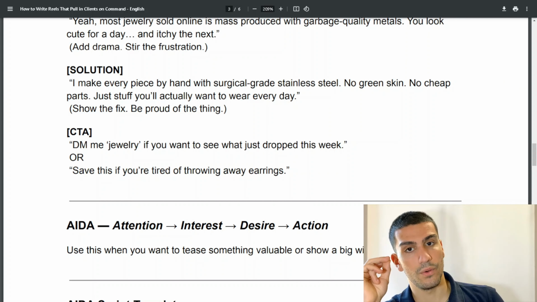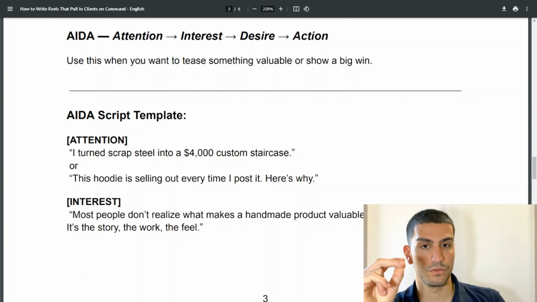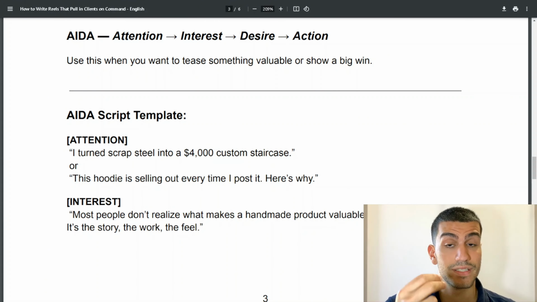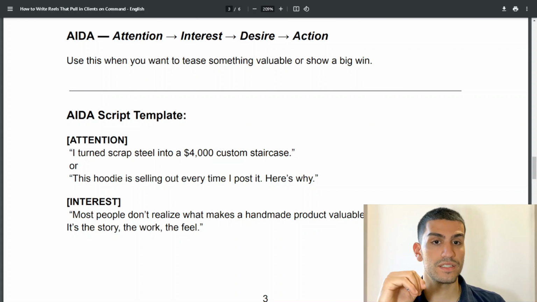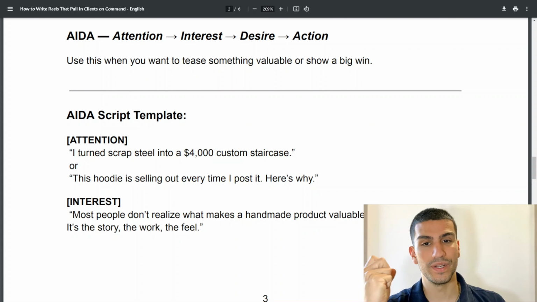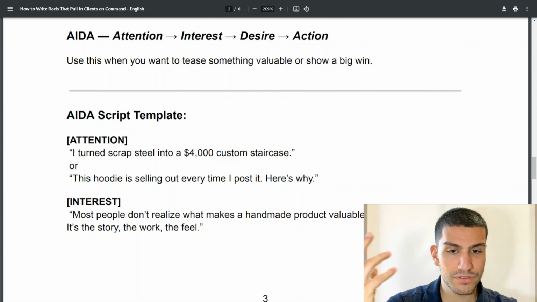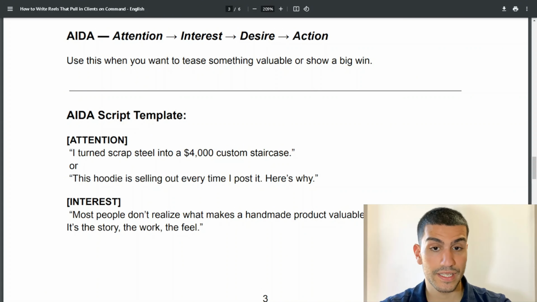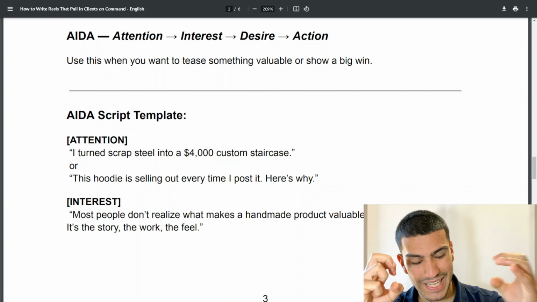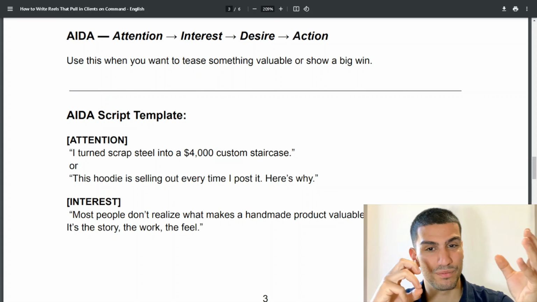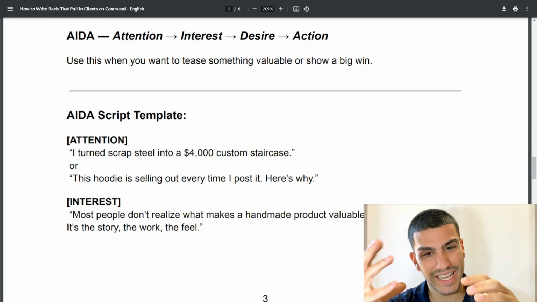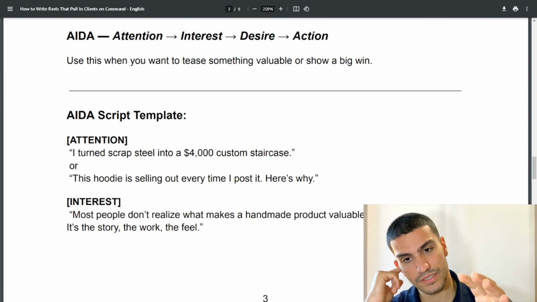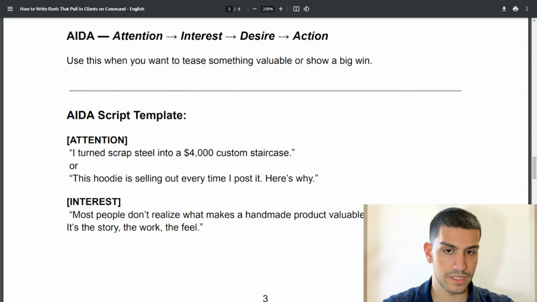Now, our AIDA, which is attention, interest, desire, action. Use this when you want to tease something valuable or show a big win. Now, it's kind of the same. The goal is the same, you are selling, but here you are putting a bit of a twist to it, a bit of mystery, a bit of desire in it. Like, you gotta see it. I'll give you some examples.